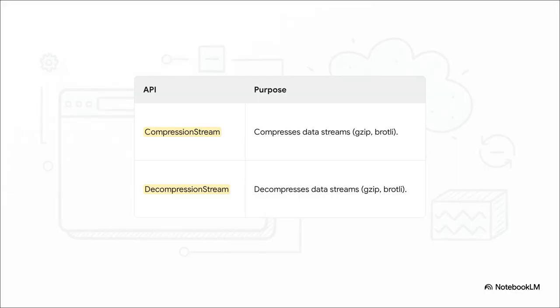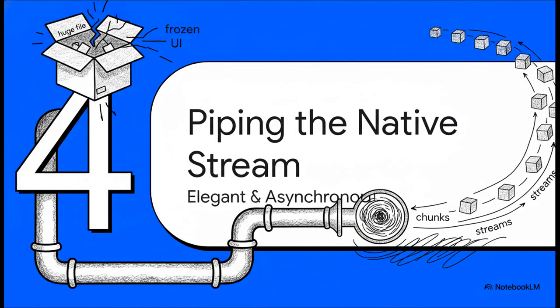So allow me to introduce the heroes of our story, the native compression and decompression stream APIs. These are tools built right into the browser that give us, the developers, direct access to that powerful internal compression engine. You can compress data with gzip or even the super efficient Brotli algorithm right from your JavaScript code. No library needed.